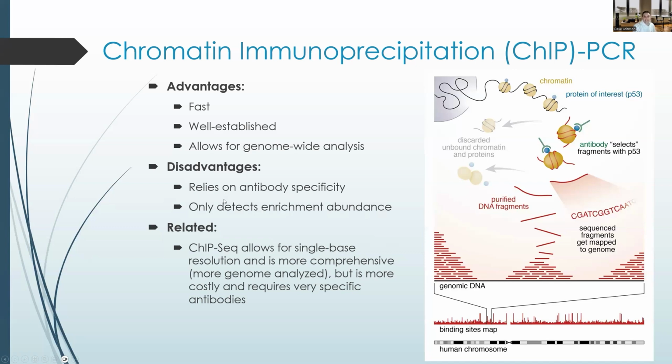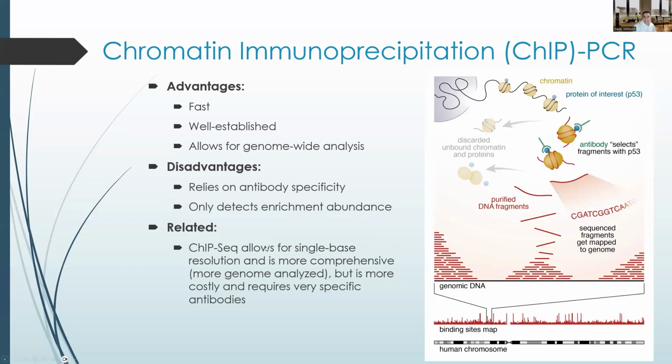The other thing is this: it only detects enrichment abundance, which means you really have to be comparing condition 1 to condition 2, right? You need to say this is up in cancer cells compared to normal cells. This is down in cancer cells compared to normal cells, that kind of stuff.